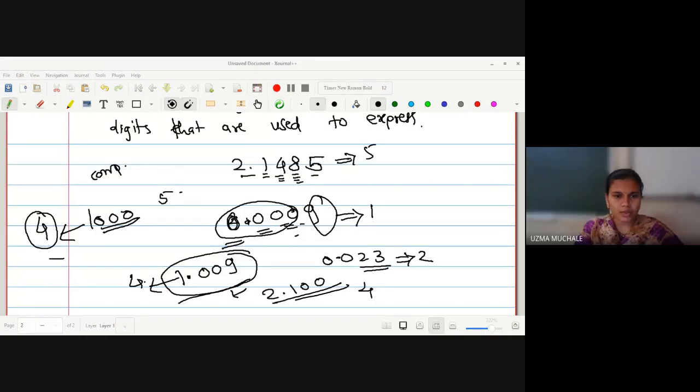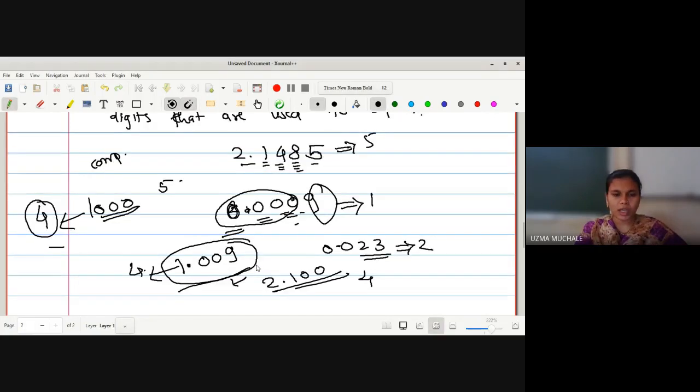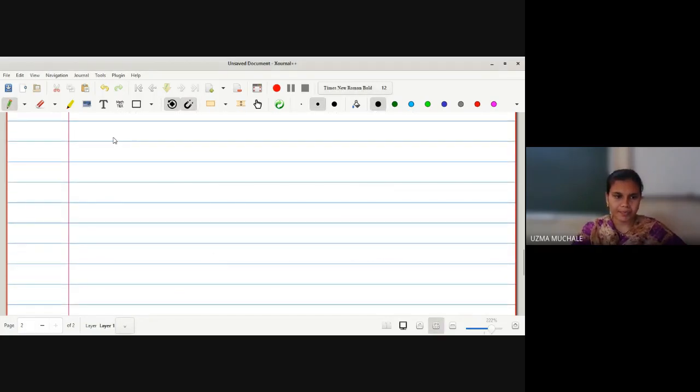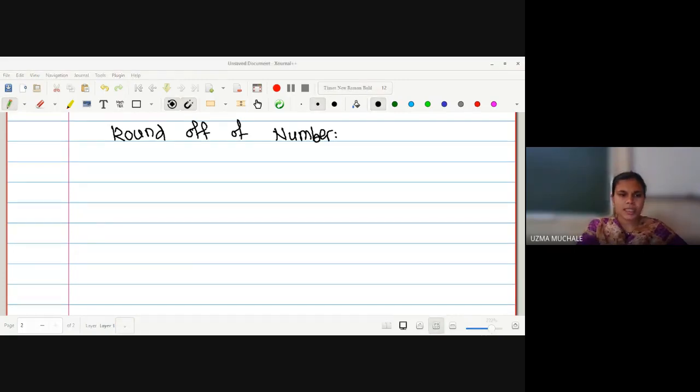Now let us go for the next point, that is rounding off of a number. This we have already studied rather many times. We are using rounding numbers in our daily life. Let us see the definition first.